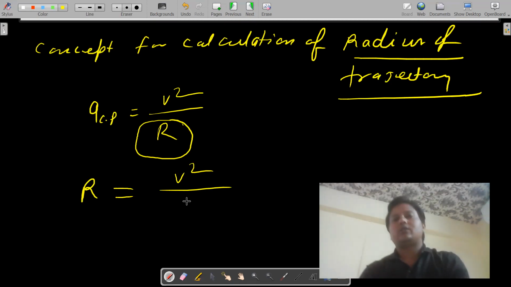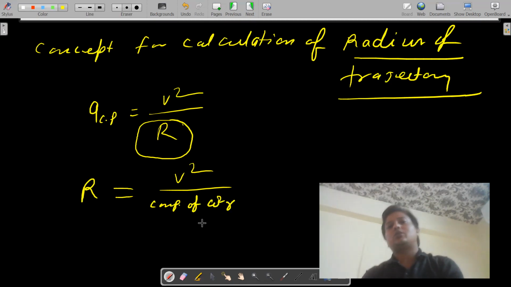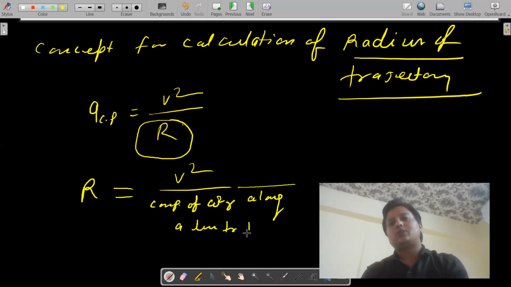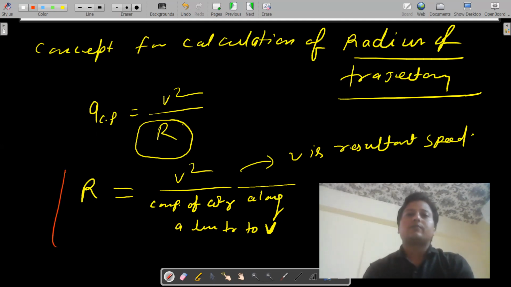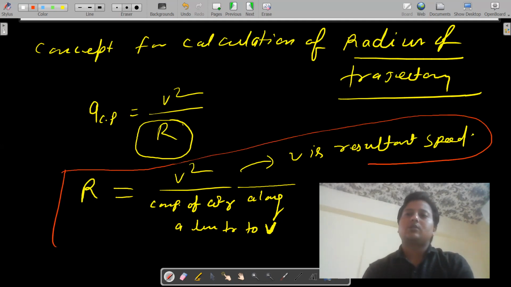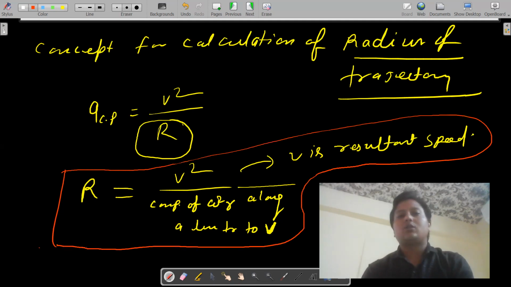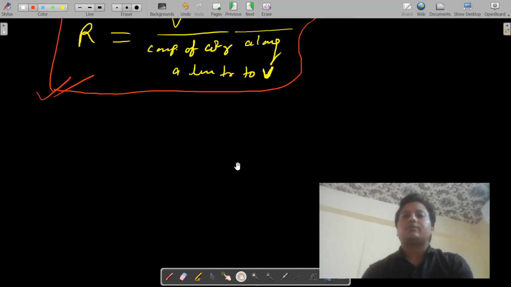And centripetal acceleration is nothing but the component of omega square r along a line perpendicular to the v. And here v is the resultant speed. So using this concept we can easily calculate the radius of curvature in any rolling or non-rolling moving system.